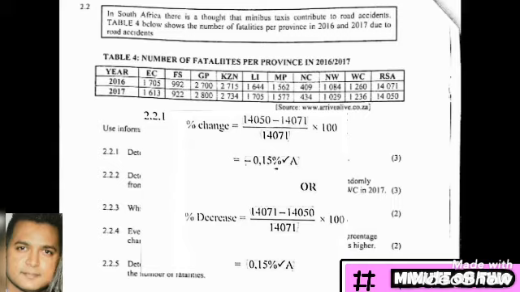So my new stats will be the 2017 one, so it will be 14,050 minus the old stats, which is the 2016, which will be 14,071, and divided by the old stats, which is 14,071. So doing this here, I'll get an answer of minus 0,15. Now this minus 0,15 indicates to me that it is a percentage decrease.